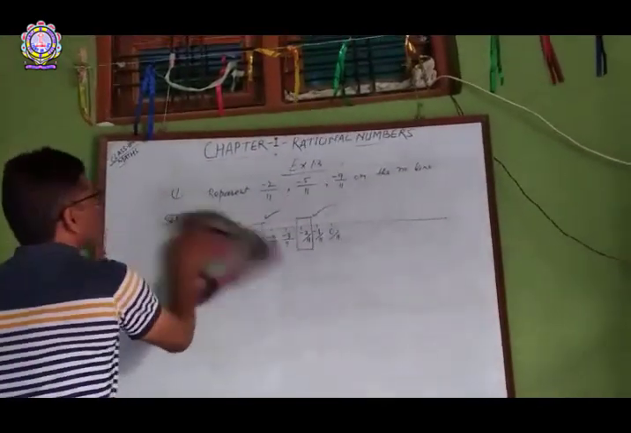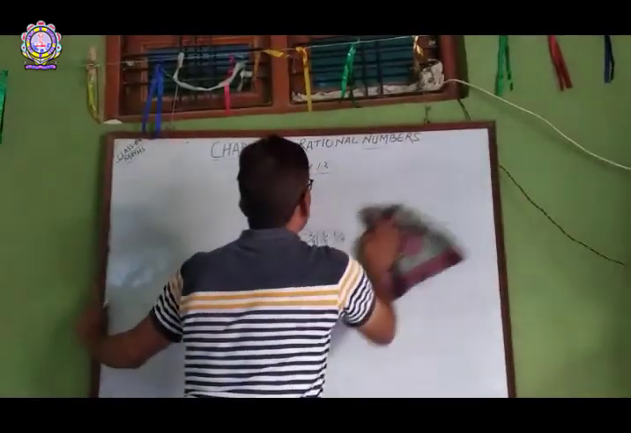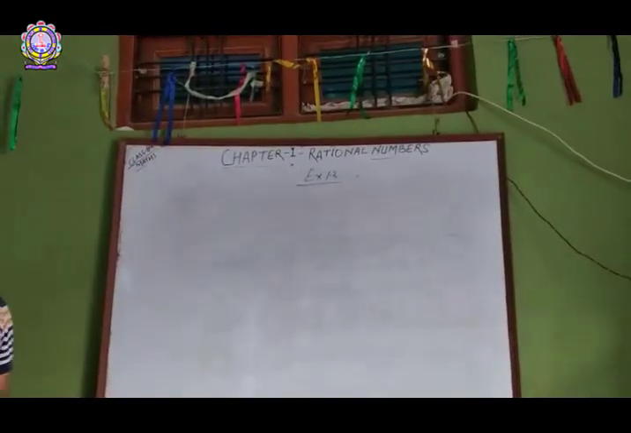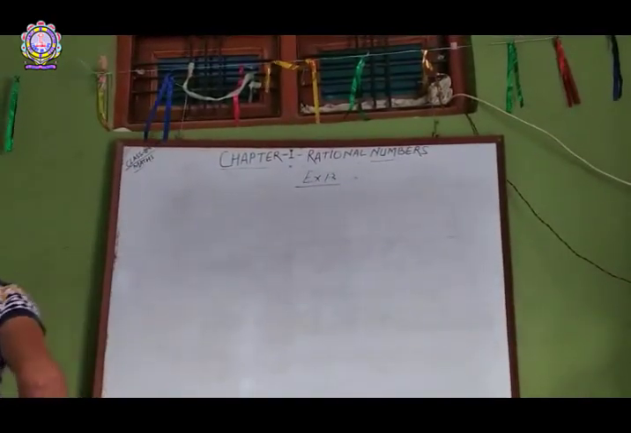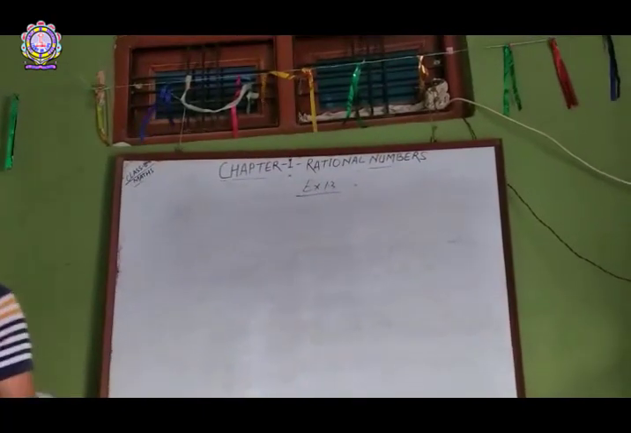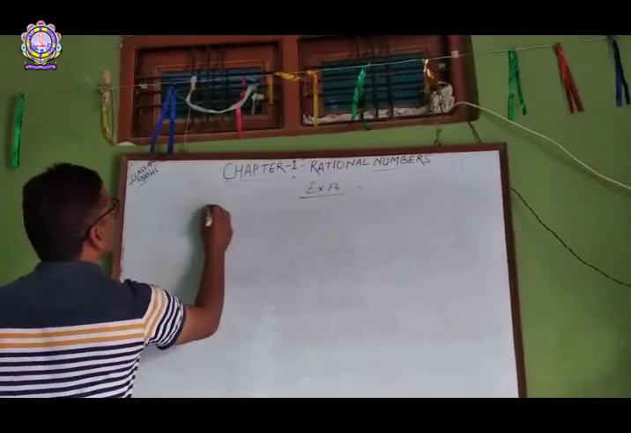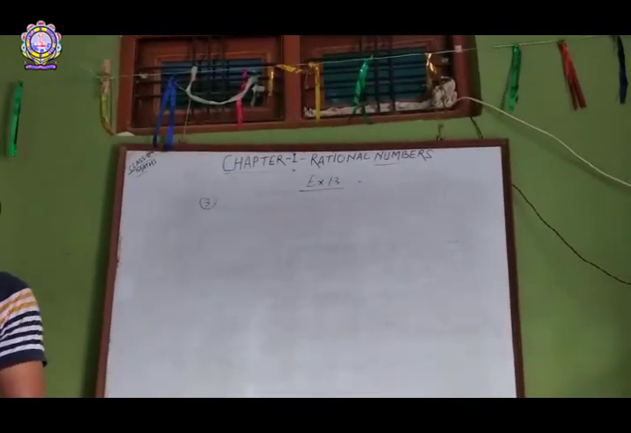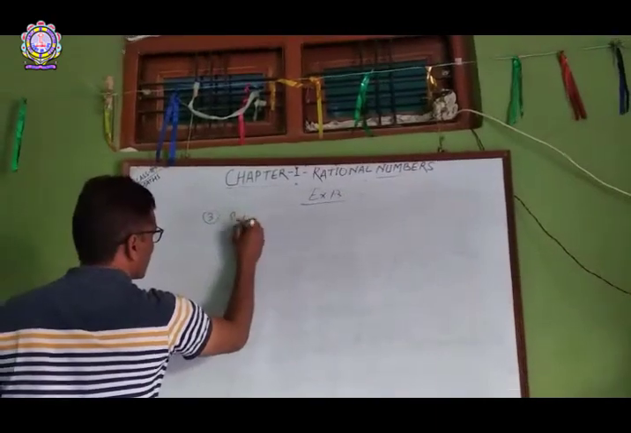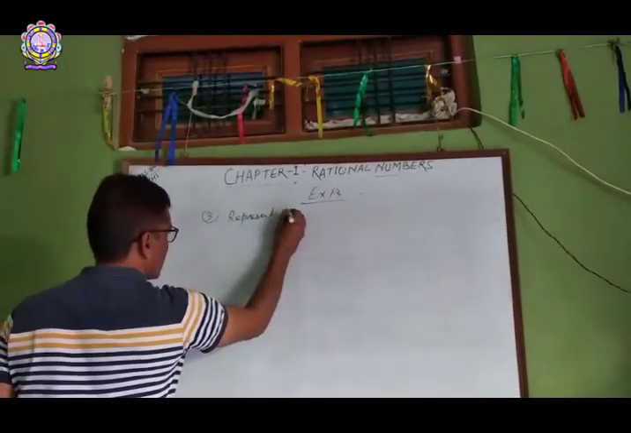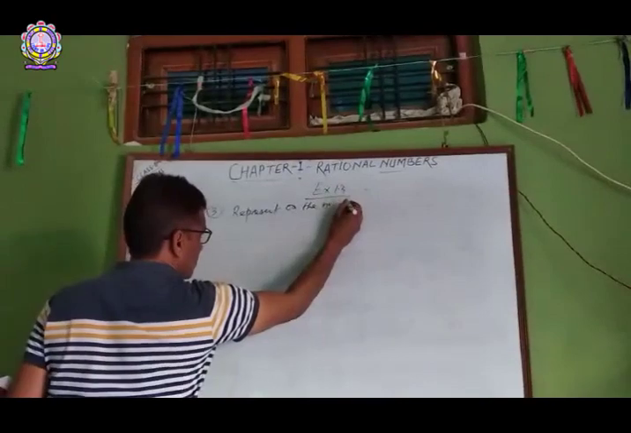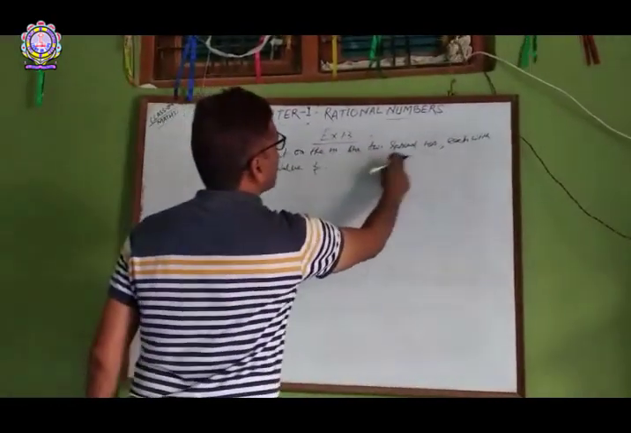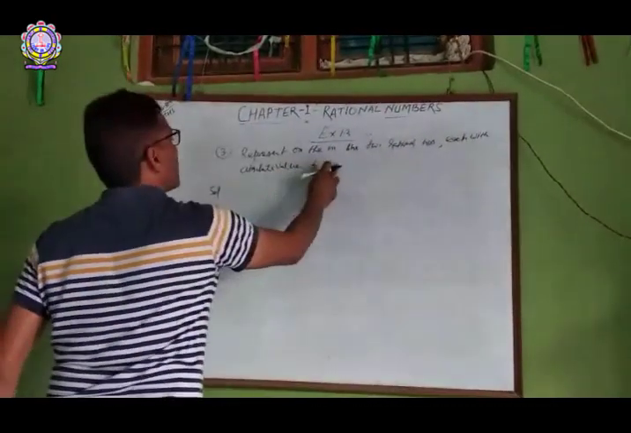Okay students, now we will solve question number 3. Question number 2, do it yourself, and come to question number 3. What is the question? Represent on the number line two rational numbers, each with absolute value 1 upon 5.